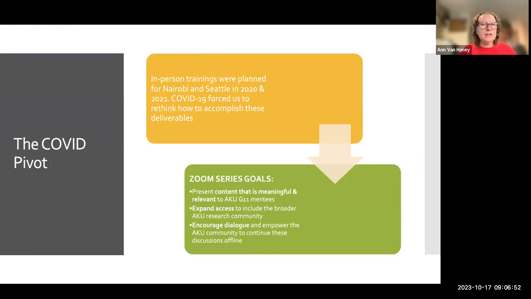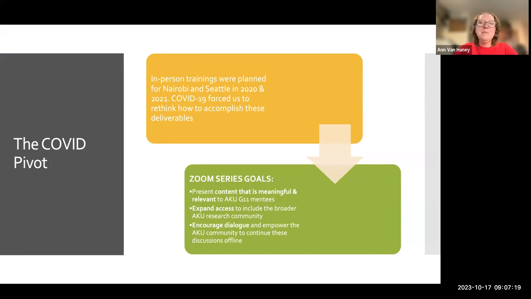So we had to pivot like everyone did. We had lots of in-person trainings scheduled. We had cohorts of people who were supposed to come to Seattle in 2020 and 2021. And at first we were thinking, like everyone else, we thought, well, this will just be a few weeks, and we'll get everybody to come in the summer or the fall, and maybe next year.